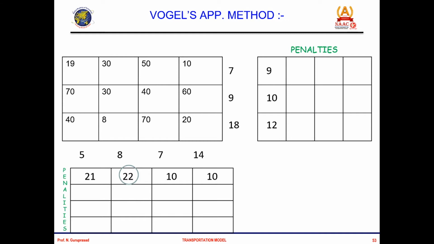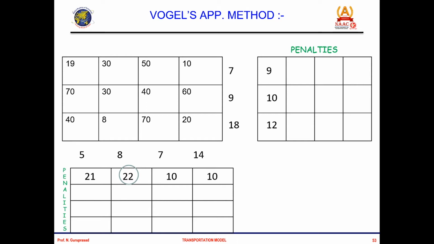So among 9, 10, 12, 10, 10, 22, and 21, the highest is 22. I will circle that 22. Now, this particular 22 is the penalty which is associated with the second column. Am I right? It is associated with the second column. Now what you have to do is make the allocation in the second column.